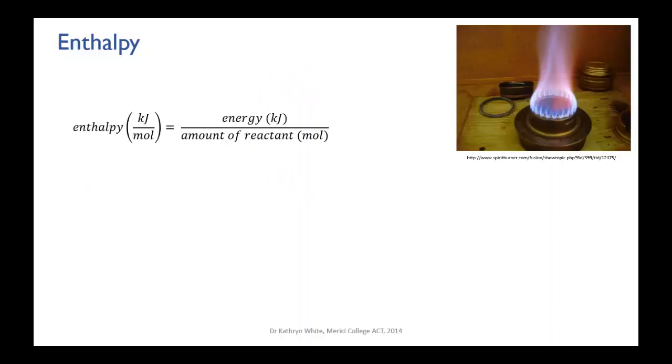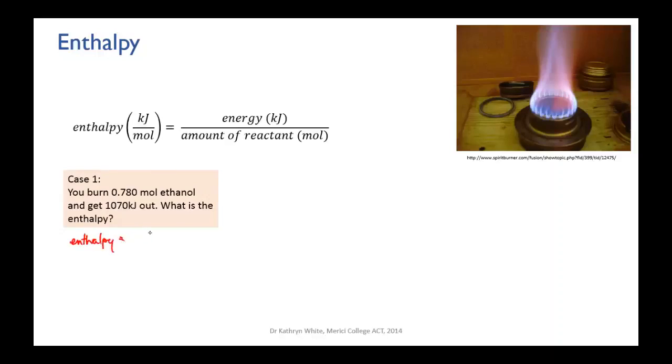reactant in moles. So let's take ethanol, for instance. Ethanol is the alcohol that's in wine and spirits, but in its pure form, it makes a great fuel. So say you wanted to work out the enthalpy of ethanol burning in oxygen, and you set up an experiment where you burn 0.780 moles of ethanol, and you measure that that releases 1,070 kilojoules. Well, you can now work out the enthalpy of reaction by dividing the energy by the moles of reactant. That's 1,070 kilojoules divided by 0.780 moles, and that gives you 1,370 once you've rounded off your significant figures.